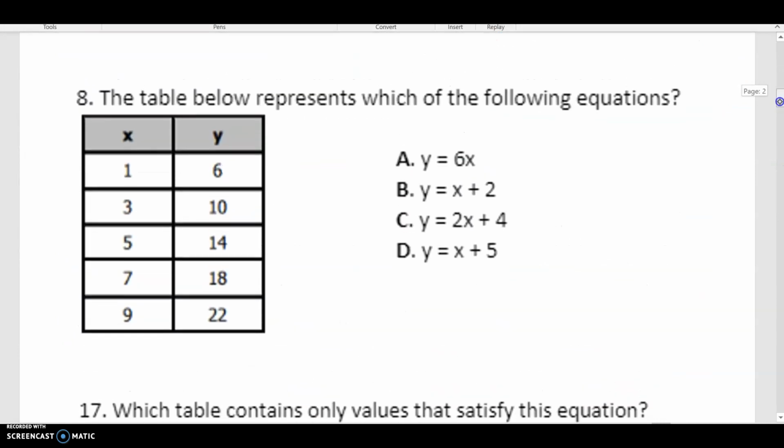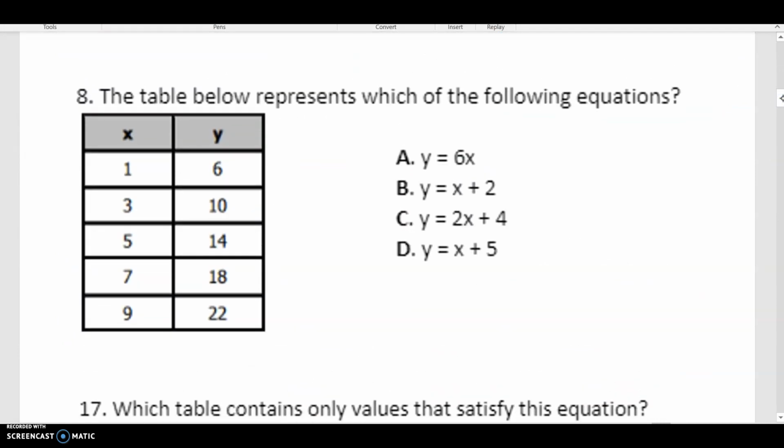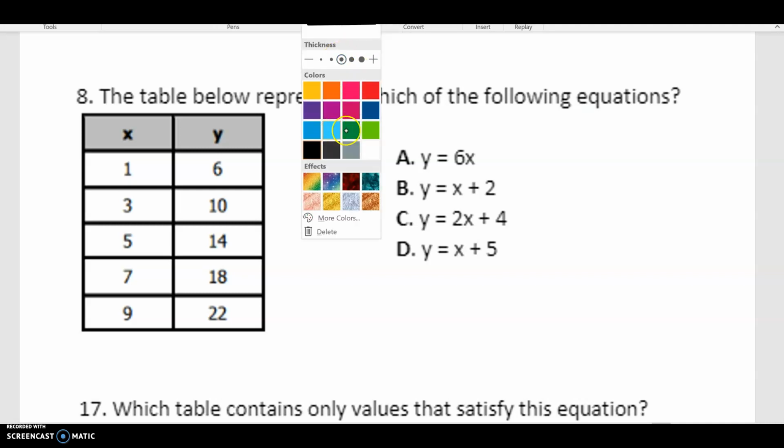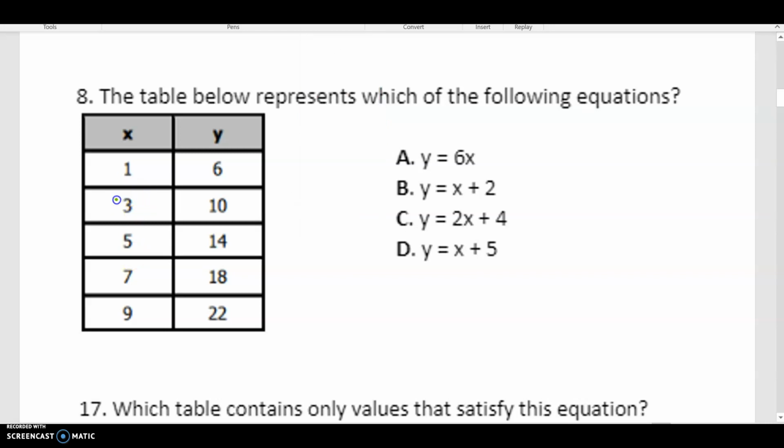And let's give this one a shot. The table below represents which of the following equations? Okay, so this one's a little more difficult because we do not have a y-intercept in the table. So all we're going to do on this one is we are going to go ahead and substitute, okay? So I am going to choose an x value. Let's say I want to choose 3, okay? And I'm going to just plug 3 in for each x, okay?